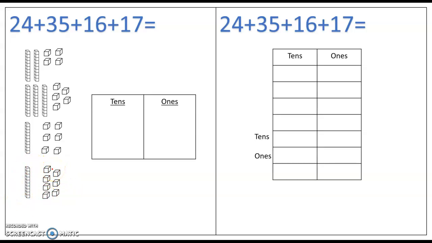So now all I need to do is count. So I've got 1, 2, 3, 4, 5, 6, 7. 7 tens. Let's count our ones. 1, 2, 3, 4, 5, 6, 7, 8, 9, 10, 11, 12, 13, 14, 15, 16, 17, 18, 19, 20, 21, and 22.